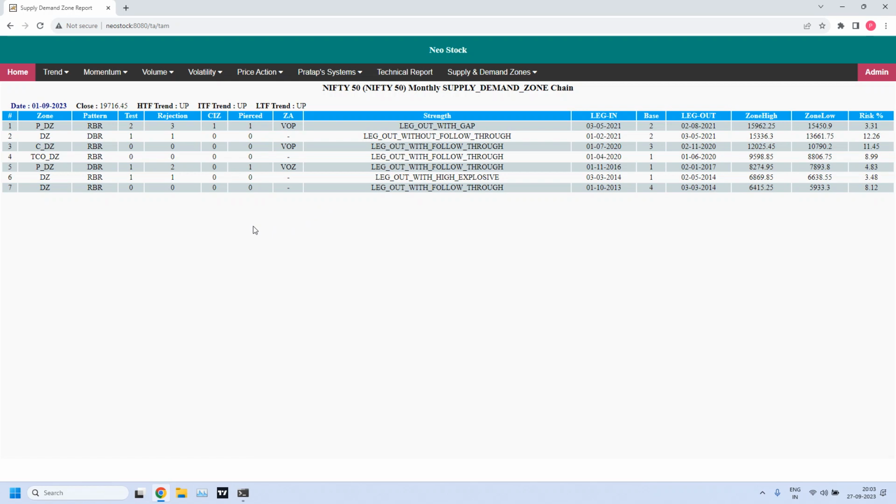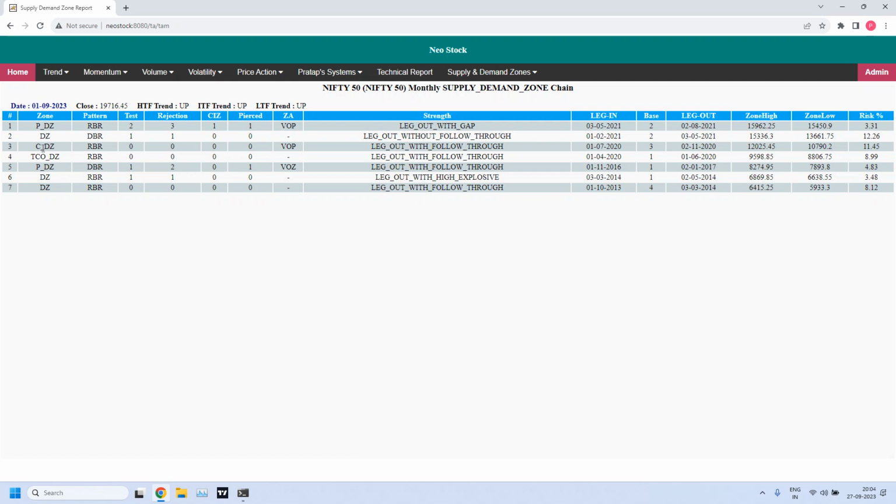So I hope you understand the importance of this supply and demand zone chain, but this is not enough. We should again look into the next time frame below this monthly, weekly. What are the currently, immediately available zones, and what are the high liquidity zones? Okay, before getting into the weekly, let me tell you why it is so important.